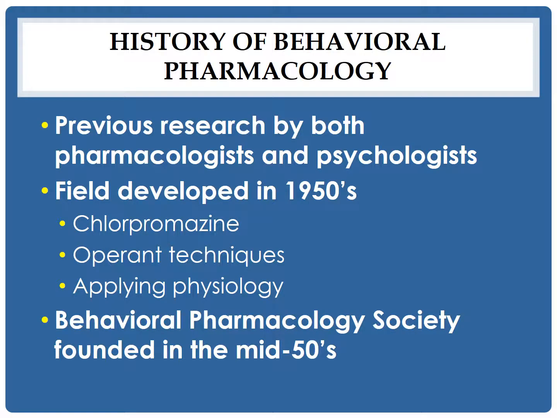The first several pages of chapter 2 go through a brief history of behavioral pharmacology. Both pharmacologists and psychologists had been doing research on the effect of drugs on the central nervous system and on behavior, but the specific field of behavioral pharmacology, combining those two different viewpoints, really developed in the 1950s with a couple of key events that happened.